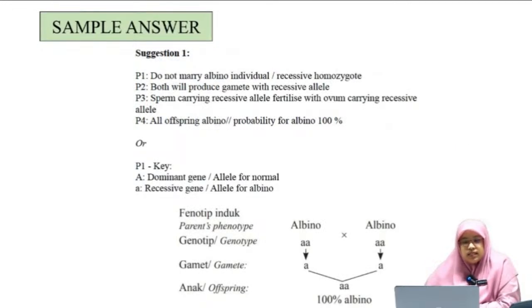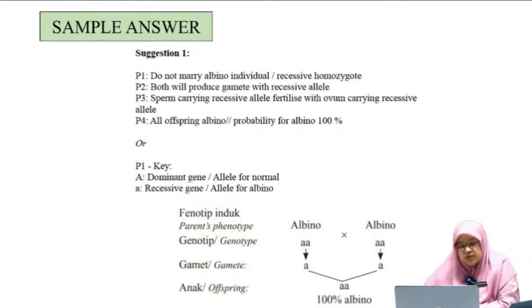Suggestion 1 is she cannot marry an albino individual because both will produce gametes with the recessive allele. Sperm carrying the recessive allele fertilizes an ovum carrying the recessive allele, so all offspring will be albino, or the probability for albino is 100%. Or you can draw a schematic diagram.